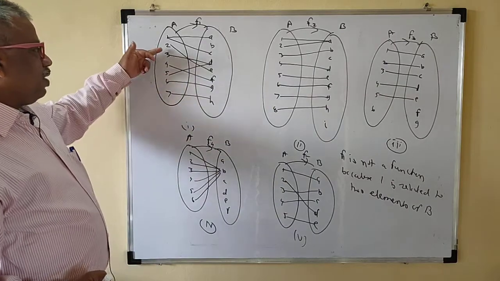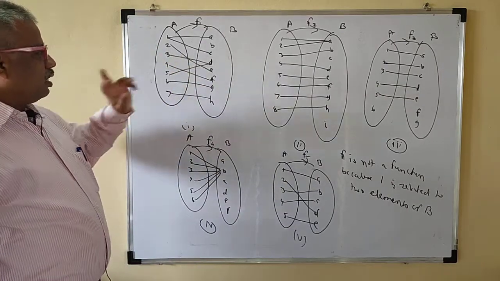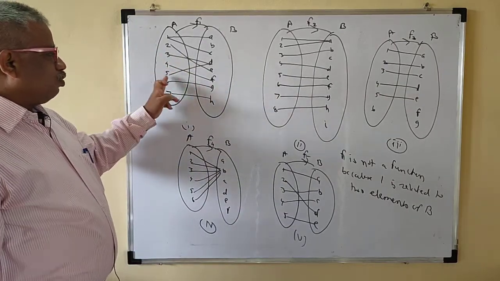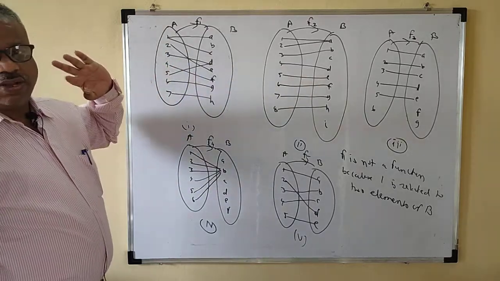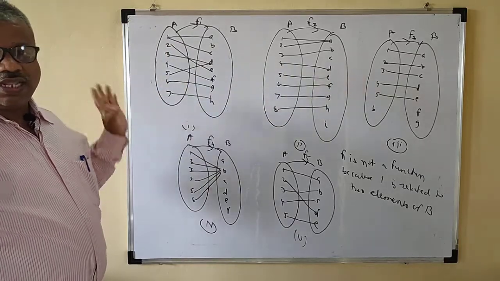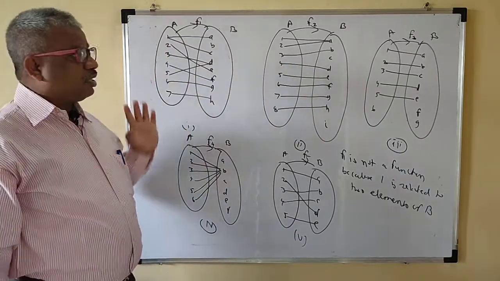For the other elements, no problem here. 2 is related to only one element. 3 is related to only one. 4, 5 are related to only one. Okay. So here what? 1 is related to two elements. That means 1 is not related to the unique element of B. So therefore it is not a function.